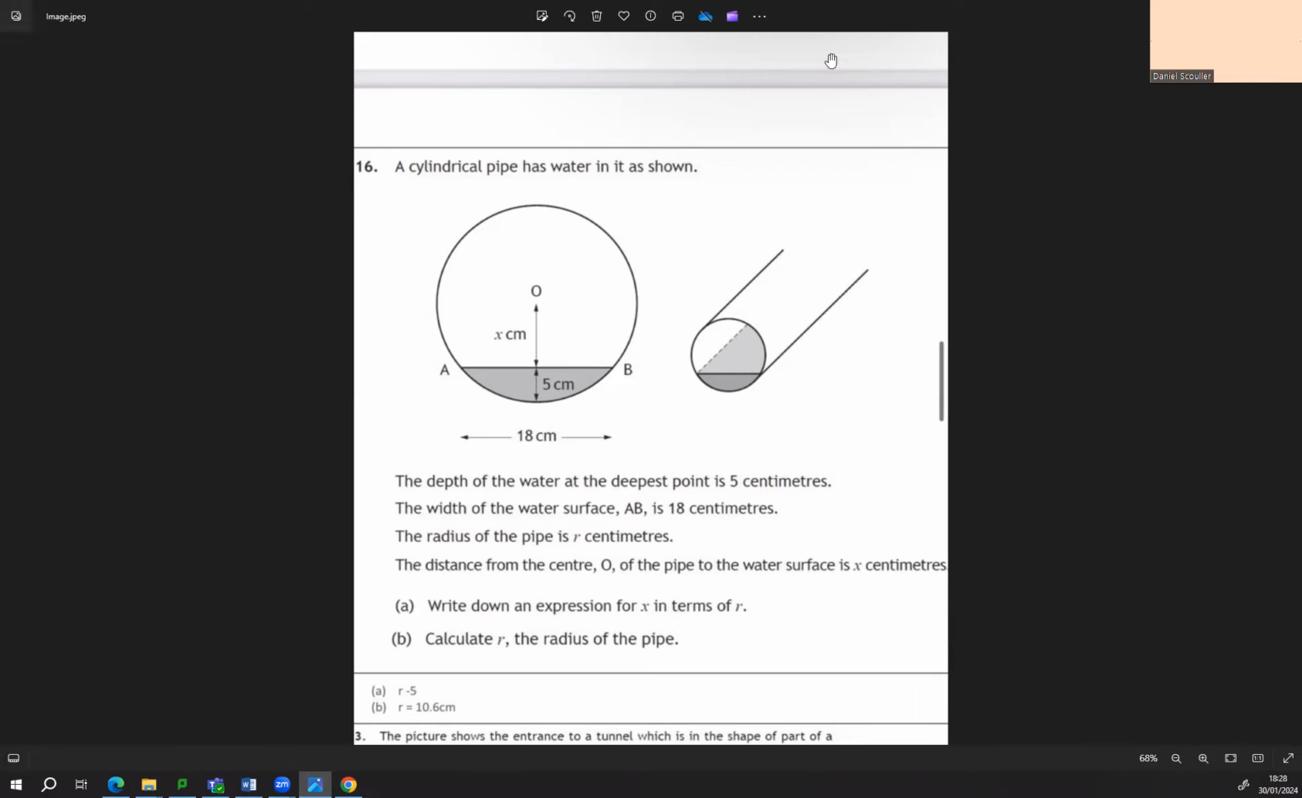Okay, so I'm going to stop sharing that for the guys online. Guys in the class will still be able to see it on the board behind me. Okay, so let's have a wee look at the information we've got.